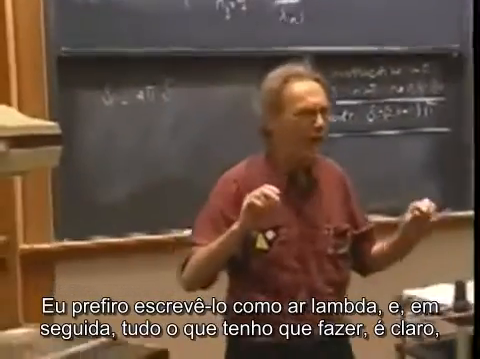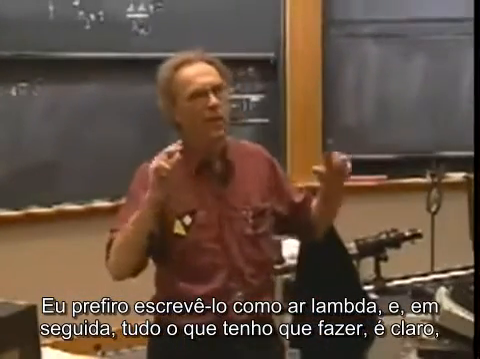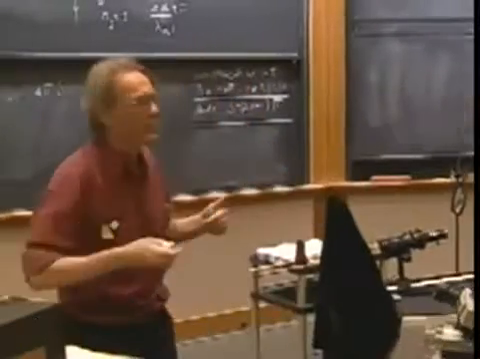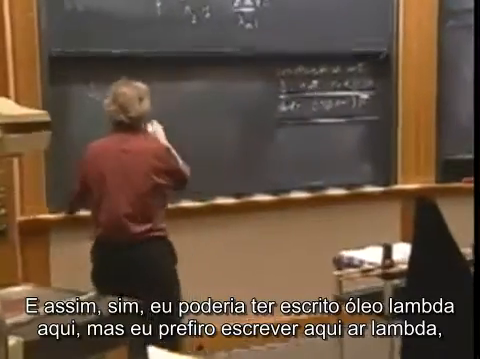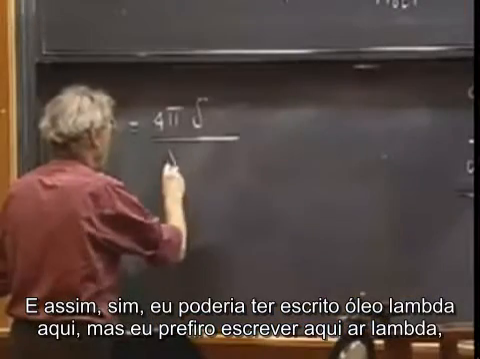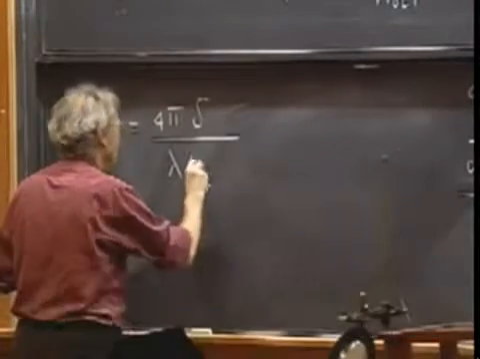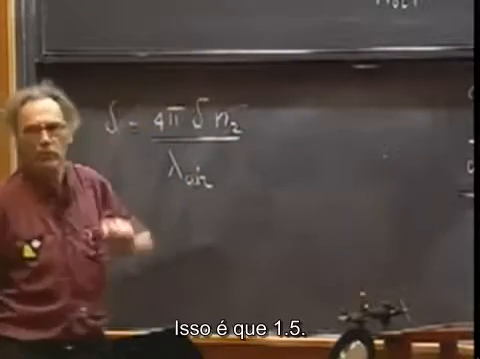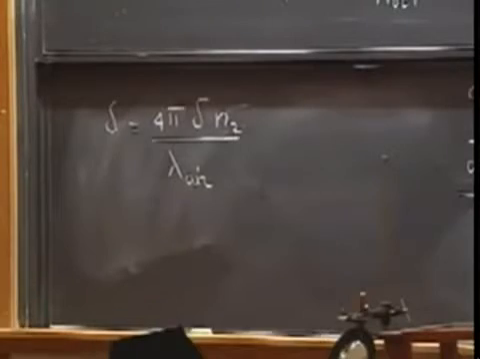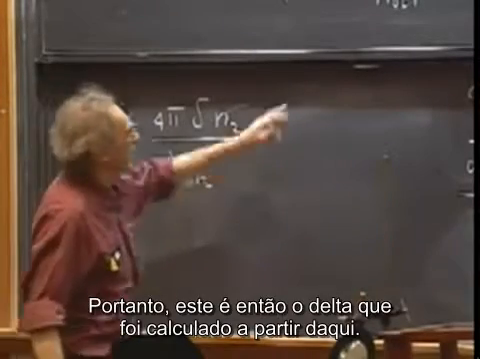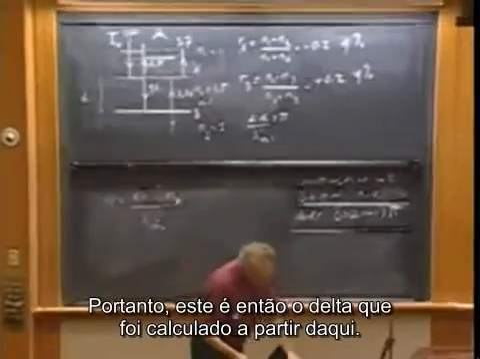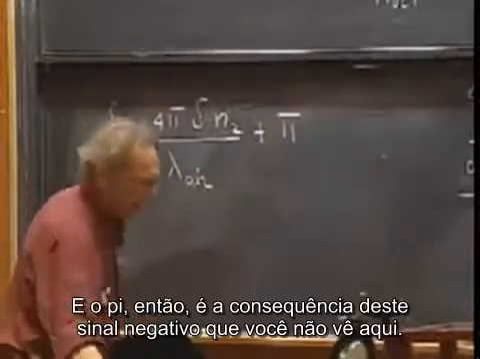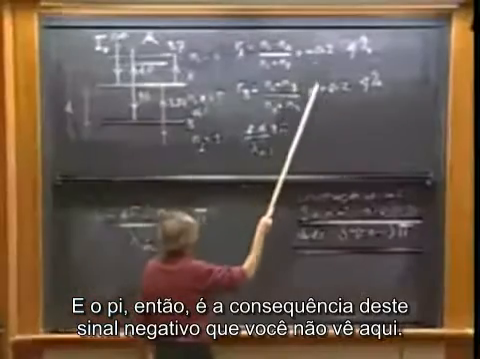I prefer to write it as lambda air, and then all I have to do, of course, is divide the lambda air by the index of refraction of oil. So, yes, I could have written lambda oil here, but I prefer to write lambda air, and then all I have to do is multiply this by N2. That is that 1.5. It's the same thing. And so this is then the delta that we calculated from here, and then we have to add pi. And the pi is the consequence of this minus sign here, which you don't see here.